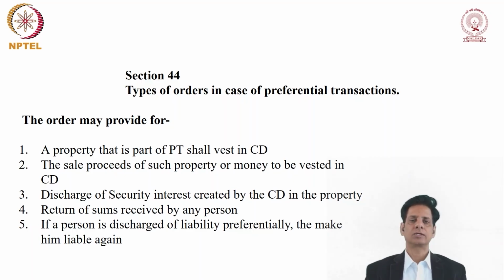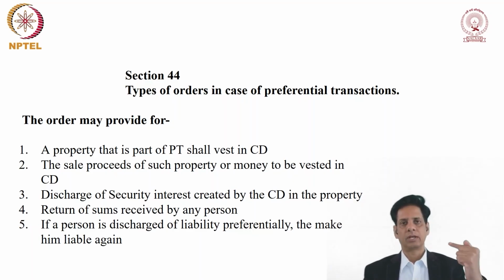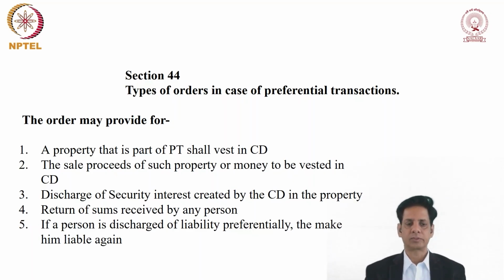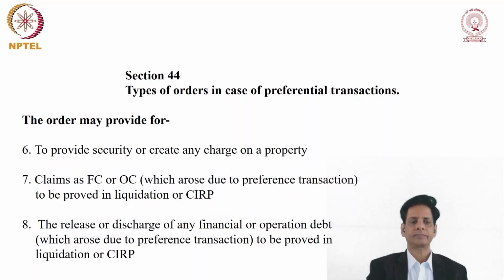If a person is discharged of liability preferentially, remember there are two types of transactions. It is not always a creditor who gets a preferential treatment. There can also be a debtor of the company who gets a preferential treatment. How? If I have borrowed a loan from a CD and the CD had said that you pay me 5% of your loan and I'll completely relinquish your liability, that is also a preferential position. Therefore, in that case, if I am discharged of my liability, adjudicatory authority will now make me liable again. So these are 5 types of orders here that NCLT may pass.